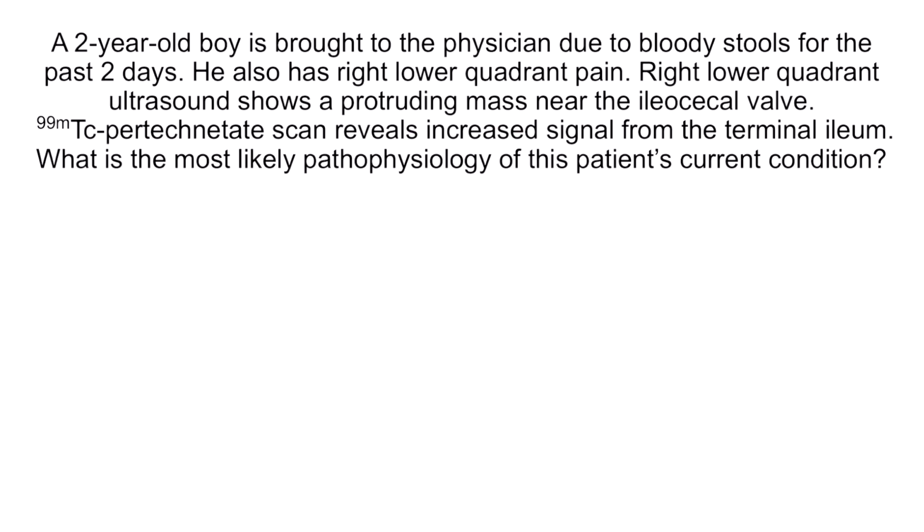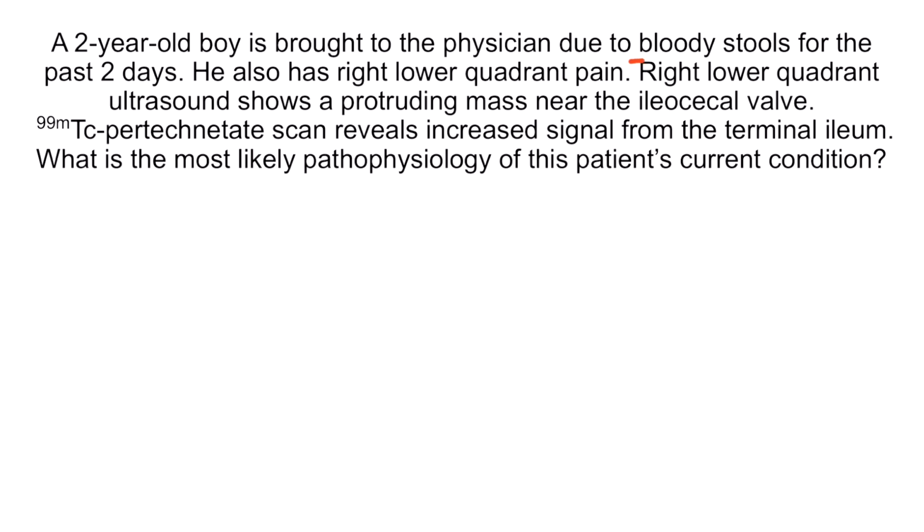A 2-year-old boy is brought to the physician due to bloody stools for the past 2 days. He also has right lower quadrant pain. Right lower quadrant ultrasound shows a protruding mass near the ileocecal valve. Tc pertechnetate scan reveals increased signal from the terminal ileum. What is the most likely pathophysiology of this patient's current condition?